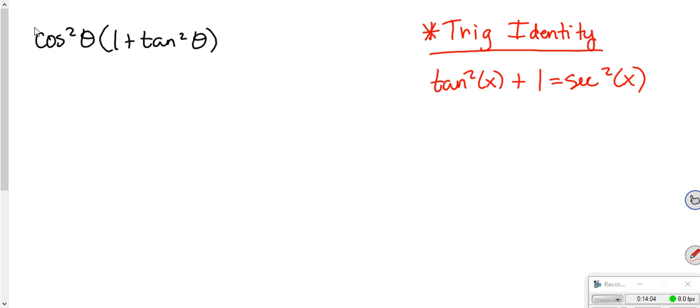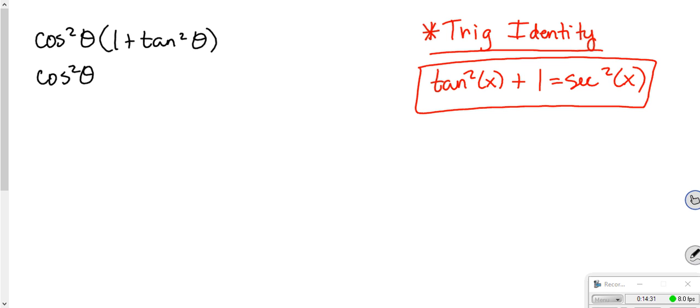So one of the basic trig identities, along with sine squared plus cosine squared equals 1, is tangent squared x plus 1 equals secant squared. So we are going to use that trig identity to substitute in secant squared in place of that parenthesis part in our problem. Now, whether you're using theta or x or u, it doesn't matter as long as you're consistent.